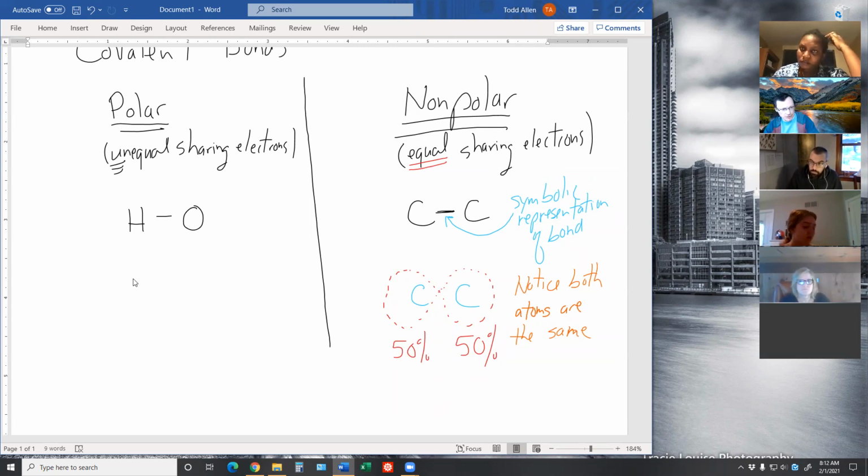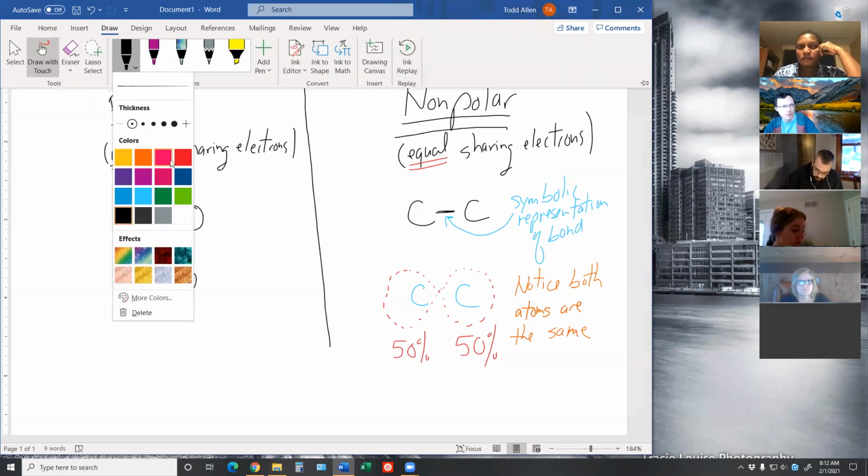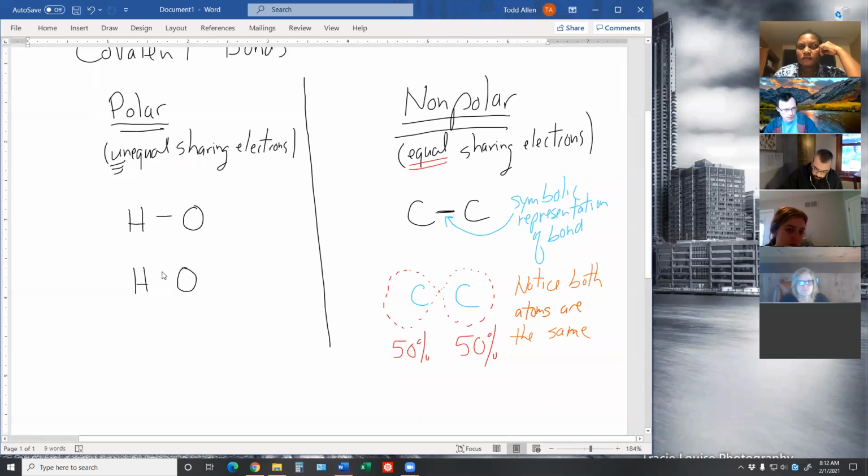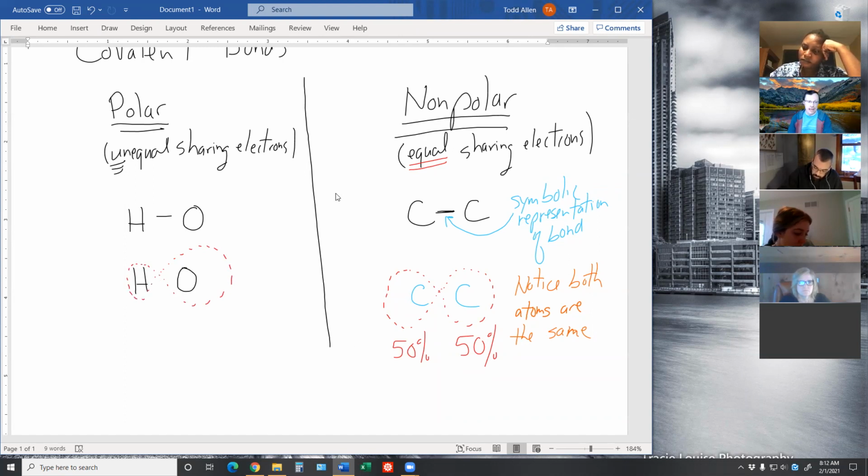If I redraw these atoms and try to represent the motion of the electrons like I did last time, then it would look kind of like this. Here we go. Notice how that figure 8 is very lopsided, so that the volume of space around the hydrogen atom is very small compared to the volume of space around the oxygen atom, which is significantly larger.